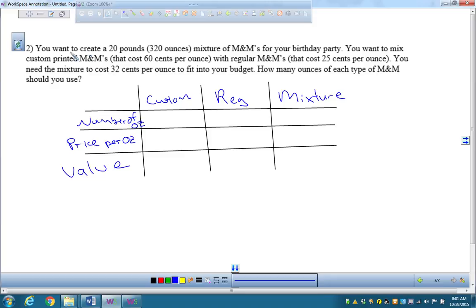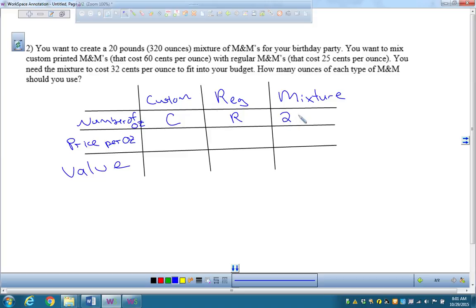So, you want to create 20 pounds of a mixture of M&Ms for your birthday party. Altogether, you want to mix custom M&Ms that cost 60 cents per ounce with regular M&Ms that cost 25 cents per ounce. You need a mixture that costs 32 cents per ounce to fit your budget. Number of ounces. We don't know this yet, right? So I'm going to call this custom. I'm going to call this regular. I'm going to call this what?